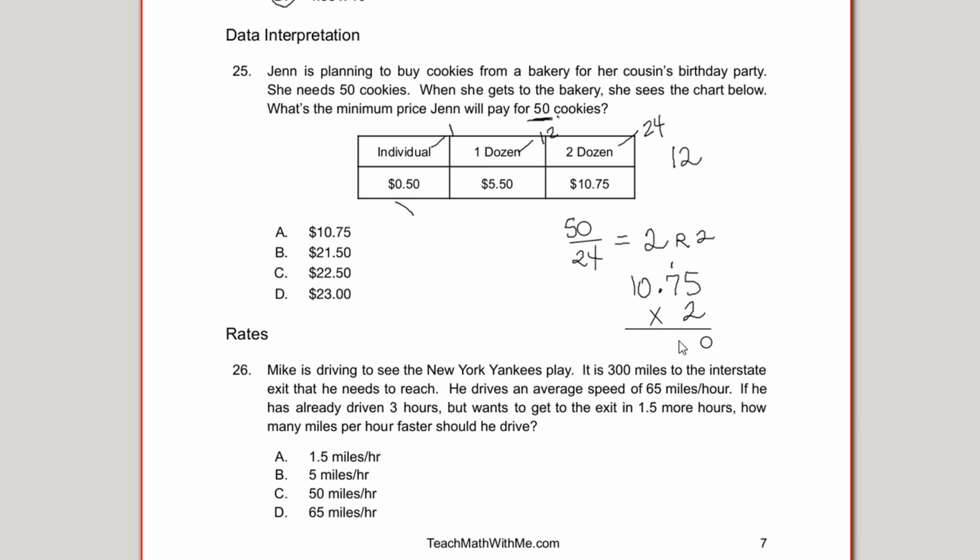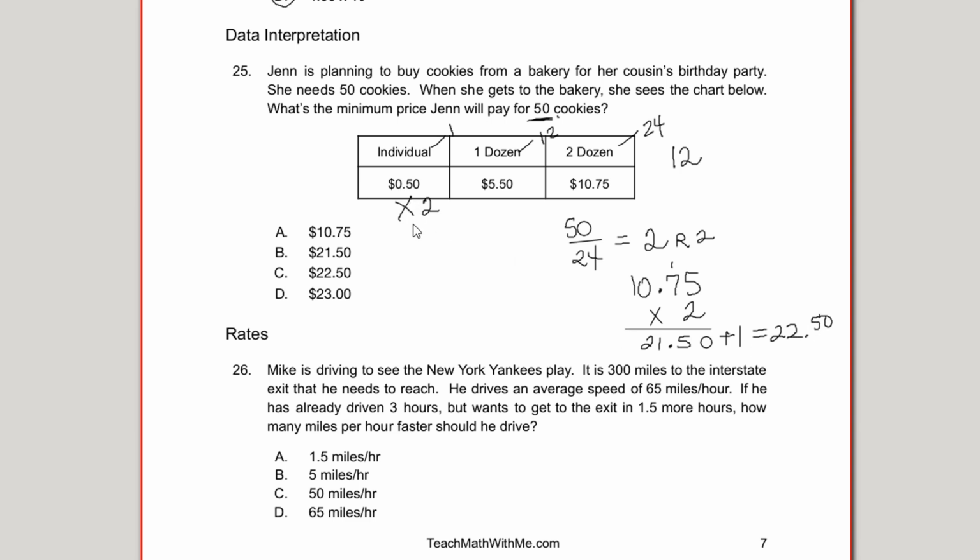And when we do that, you can plug that into your calculator or do that here. You're going to get $21.50. But we need 2 more because remember, 24 times 2 is just 48. We're going to have to get 2 of these individuals. That's going to add another $1, making it $22.50, and that's how much we would pay there.